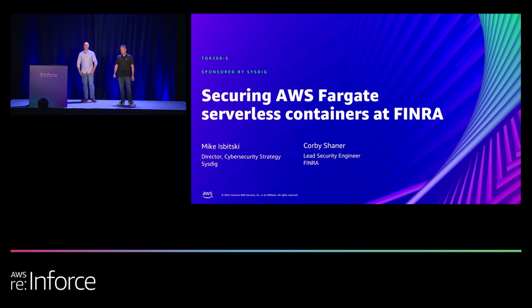interesting session. Not everybody knows what FINRA does. Maybe you do, then that's why you're here. I'm curious though, how many of you are using Fargate today? Show of hands. All right, decent mix, over half. How many know who FINRA is? Show of hands. All right, a little less, maybe a third. Right. So that's what you're dealing with, Corby.